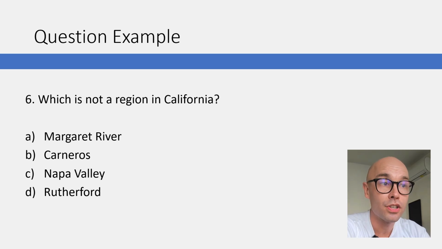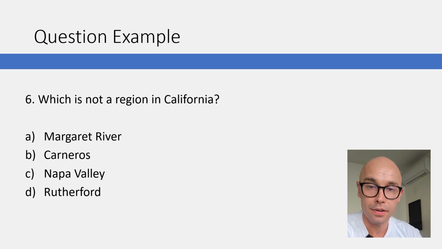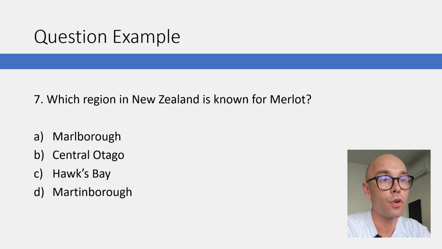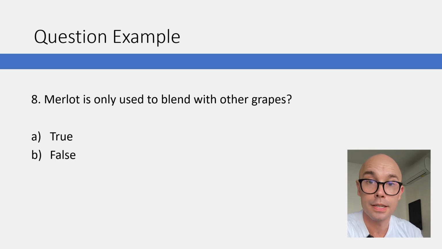Which is not a region in California? Margaret River, Carneros, Napa Valley, Rutherford. The correct answer is A, Margaret River. It's a region in Australia. Which region in New Zealand is known for Merlot? Marlborough, Central Otago, Hawke's Bay, Martinborough. The correct answer is C, Hawke's Bay.